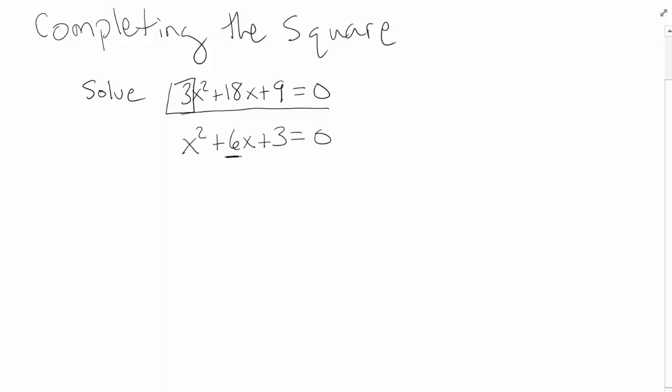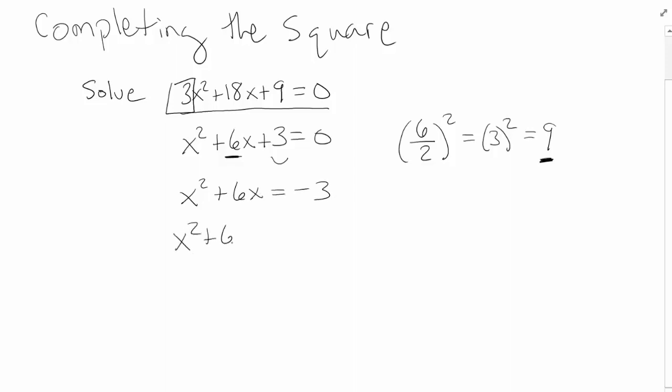Next, I'm going to take my new b, so to speak, and divide by 2. So 6 divided by 2, and then I'm going to square it. 6 divided by 2 is 3, and 3 squared is equal to 9. This is my magic number. This is what I need sitting essentially right here for it to be a perfect square. Well, 3 isn't it, so I'm going to move that 3 to the other side, and then add 9 to both sides of the equation. If I add it to one side, I have to add it to the other.